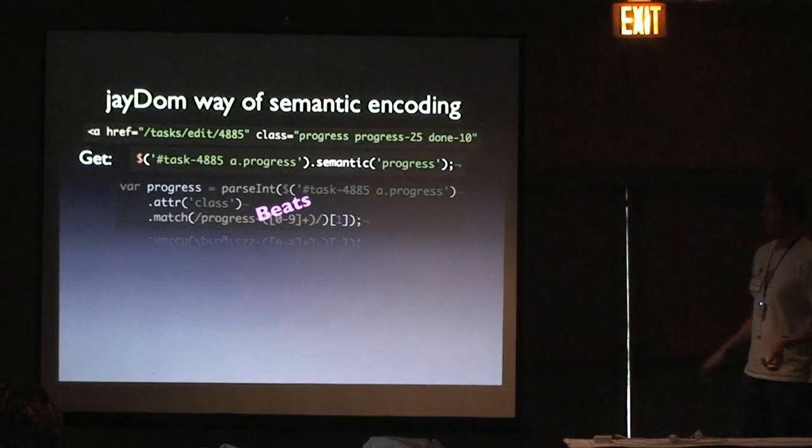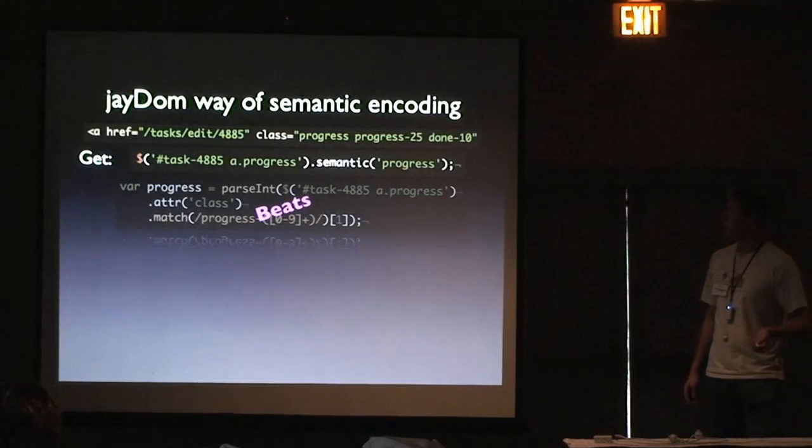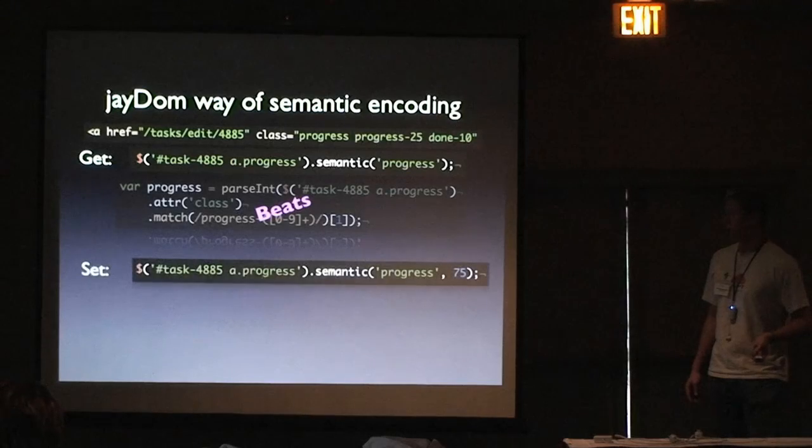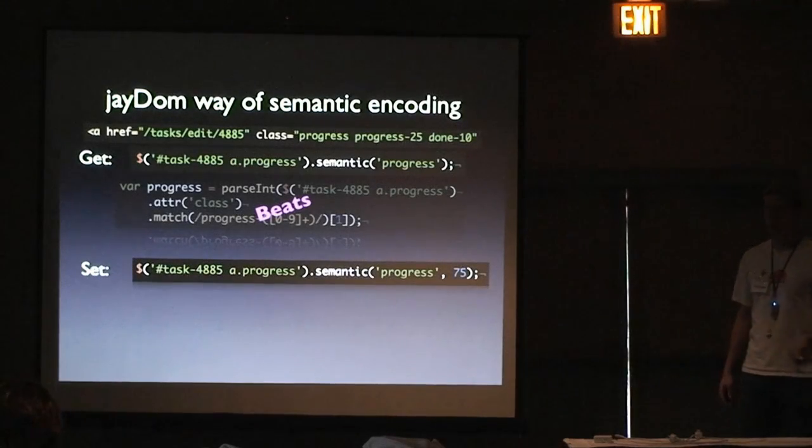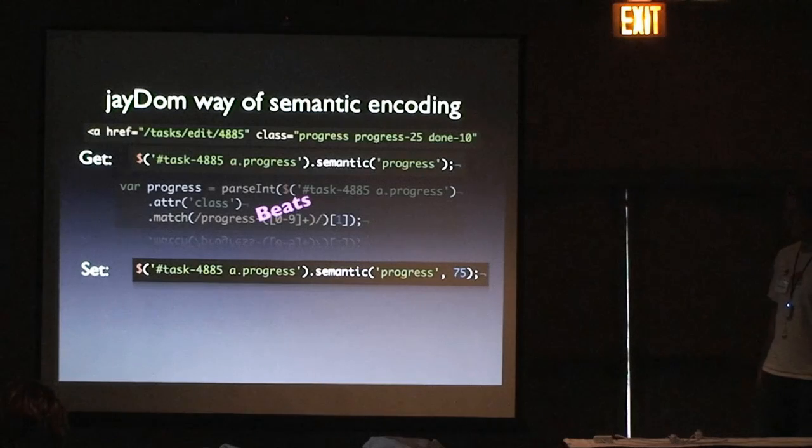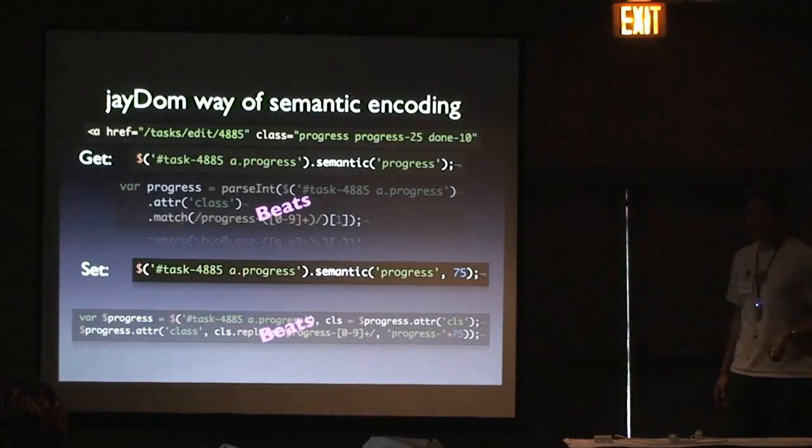This kind of beats the previous version because it's a lot shorter. And we can do the similar thing for setting the progress by simply calling this semantic function, which is the jQuery plugin, and setting it to 75, which beats our little class approach down there.